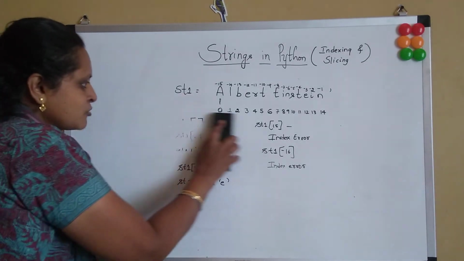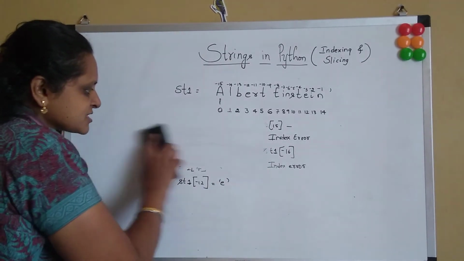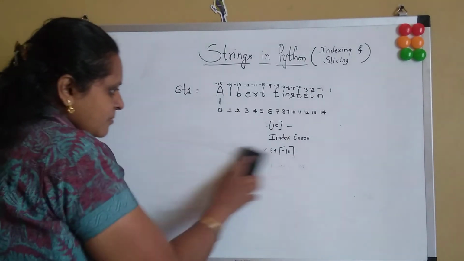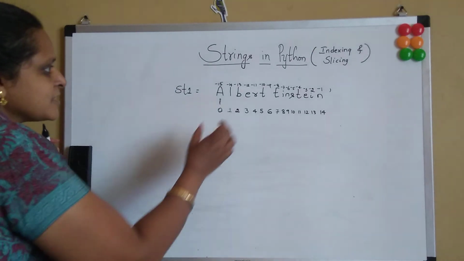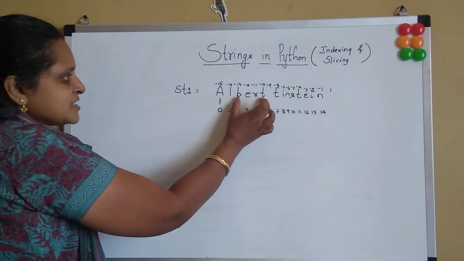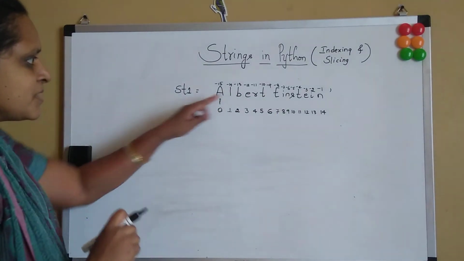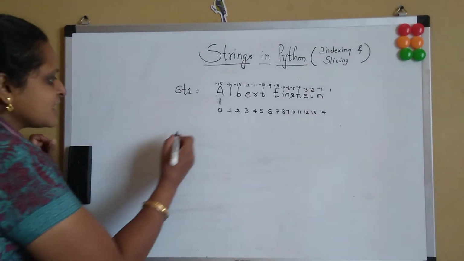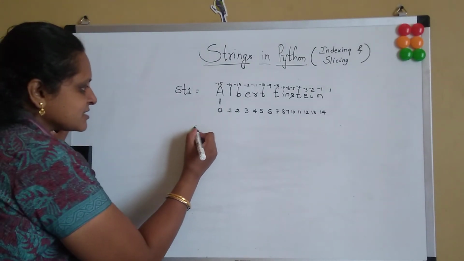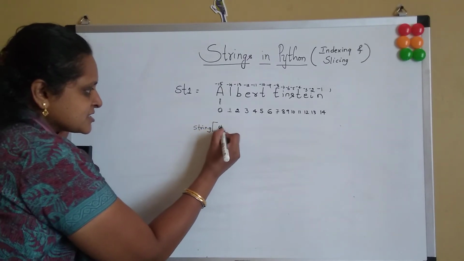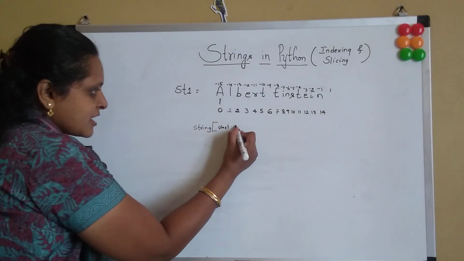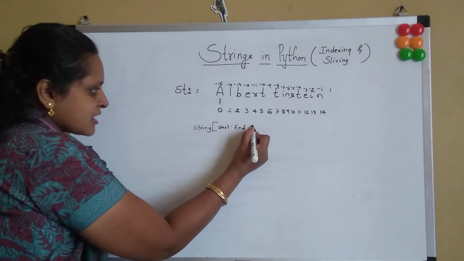Now let's see how slicing works in Python. Slicing will fetch a substring or a series of characters from the main string. The syntax for it is the string name, square bracket, start position, end position, and then step.